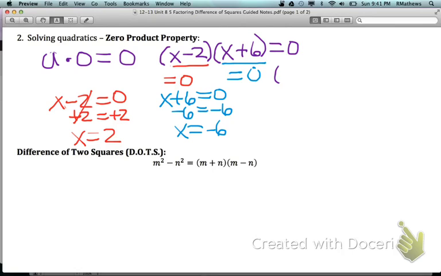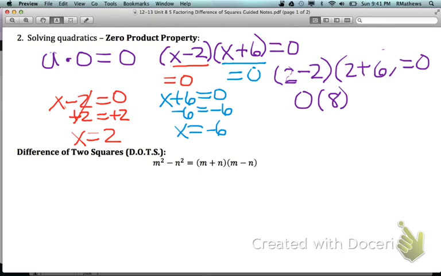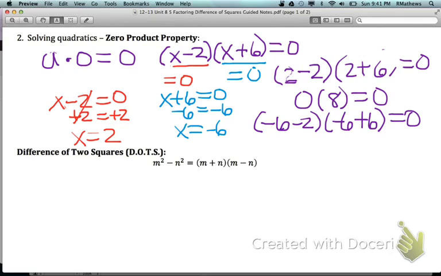So if we put in 2 for x, we'd have 2 minus 2 times 2 plus 6 equals 0. Well, that would give us 0 times 8 equals 0. So it works. And if I tried negative 6, I would have negative 6 minus 2 times negative 6 plus 6 equals 0. So you'd have negative 8 times 0 equals 0, which is also a true statement. So that's how the zero product property helps us with solving quadratics.